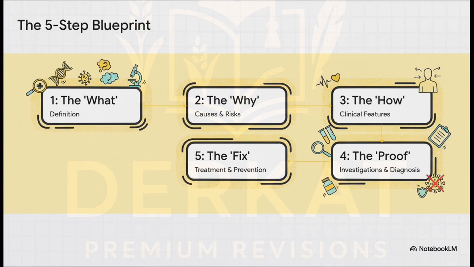The blueprint is built on 5 simple, logical questions. First, the what. What is this thing? Second, the why. Why does it happen? Third, the how. How does it actually show up in a patient? Fourth, the proof. How do we know for sure? And finally, the fix. What are we going to do about it? What, why, how, proof, fix. Simple. Let's see it in action.